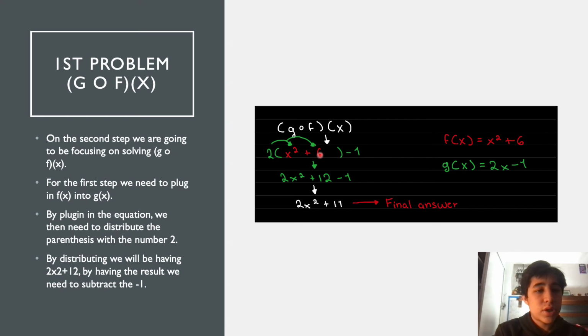For the first step, we need to plug in f of x into g of f. We already did that. And by plugging in the equation, we then need to distribute the parentheses with the number 2. As we can see here, we need to distribute it. So it will be 2x squared plus 12 minus 1. So the final answer will be 2x squared plus 11.